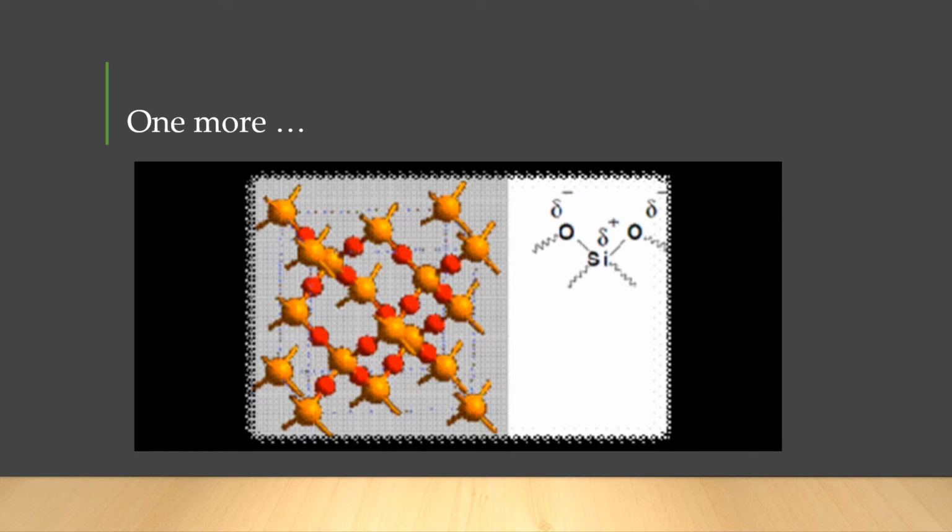Okay, one more boring slide of chemistry until we get to the experiment. But in order to understand how the PDMS can interact and form bonds with the sand, the silica, I want to just briefly go over the chemical makeup of the silica.